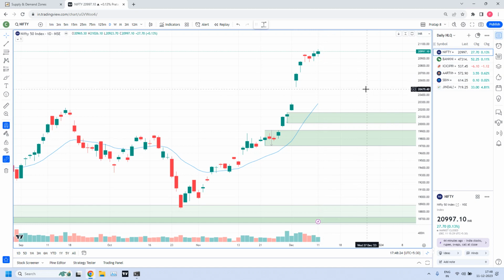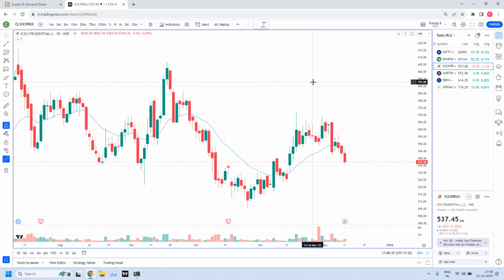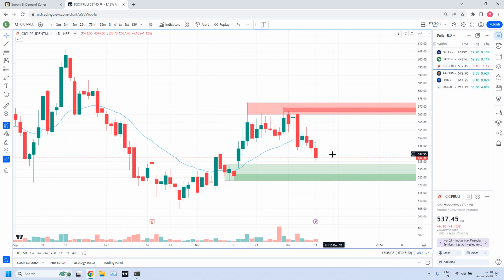Okay, let us analyze the stocks from our previous report. We have identified 3 high liquidity zones. The first one is ICICI Prudential. We have identified it on the daily time frame, and the stock prices are yet to enter into this daily demand zone. It is a fresh zone.